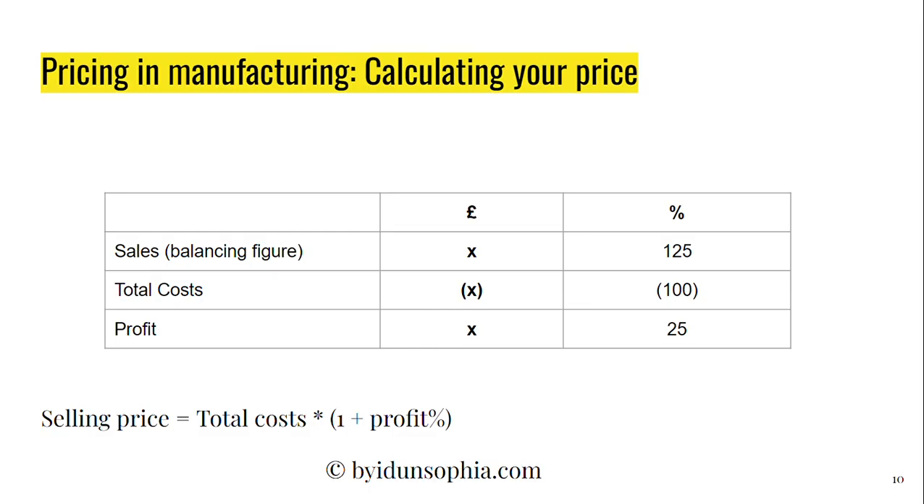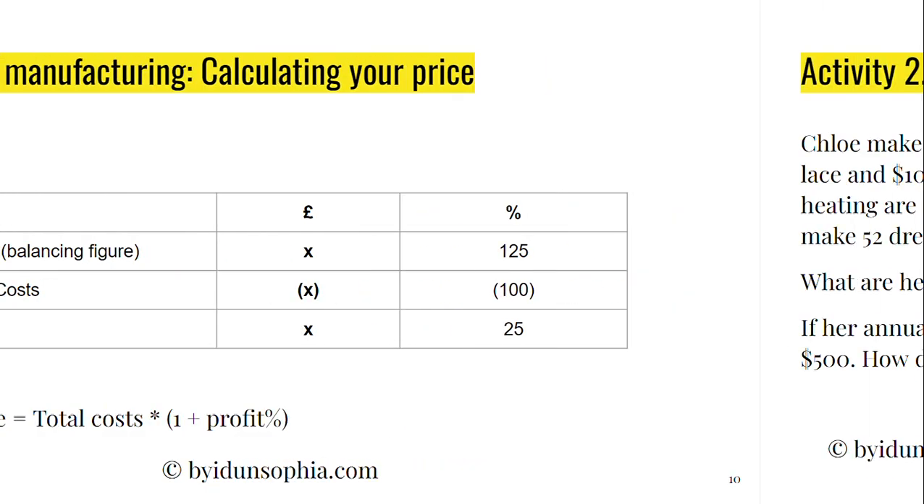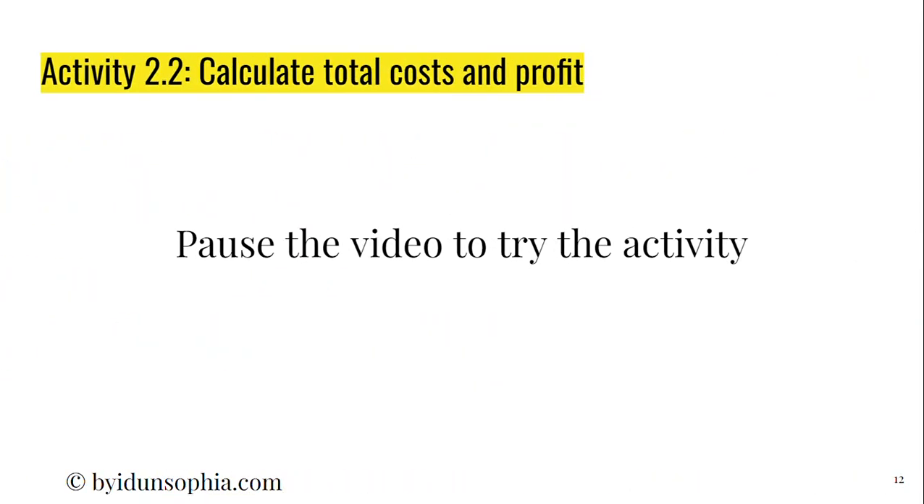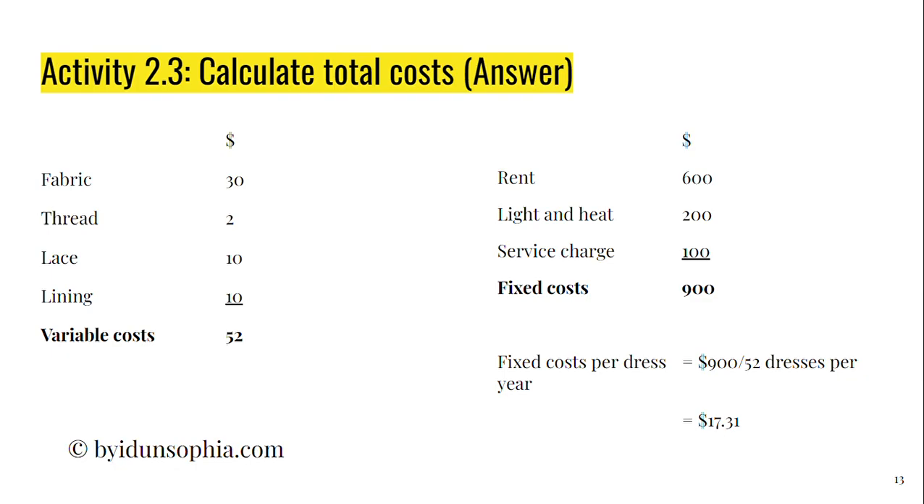Let's have a go. First example is Chloe. So Chloe makes wedding dresses. I'd ask you to pause the video while you read this and try and estimate her costs in your activity book. Right, this is the answer that I got. You can always tell that the variable costs are given per unit. The fixed costs you then have to divide by the number of units you feel that you are going to make.